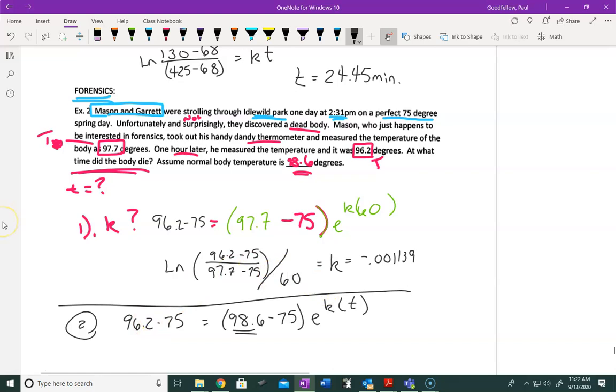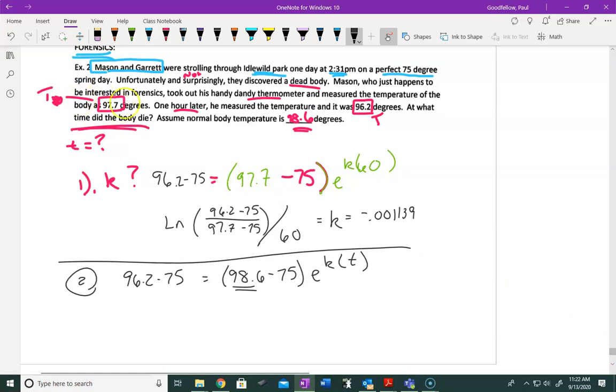Now, if it's beyond an hour, Mason and Garrett are pretty in good shape, okay? And it should be, because when he tested it, it was 97.7. So it better be, in that particular case, more than an hour's time span. Again, a dividing concept, an ln, and we should be able to divide the answer by k and get the time that the person died. So here we go. ln of 96.2 minus 75 divided by 98.6 minus 75. And then I'd take that answer and divide by k, and I'd get the time.